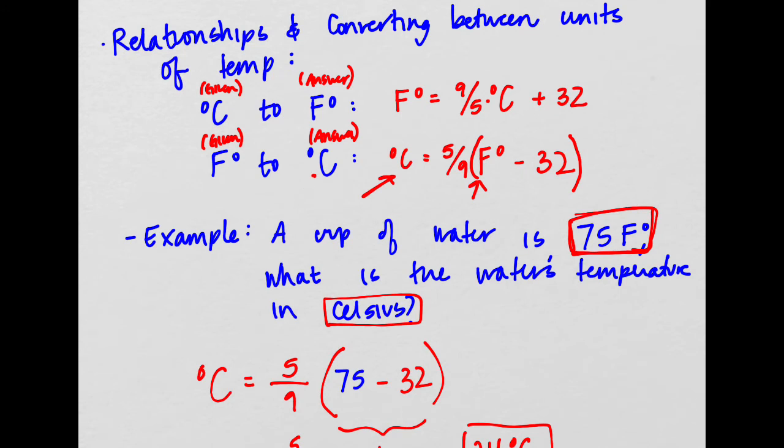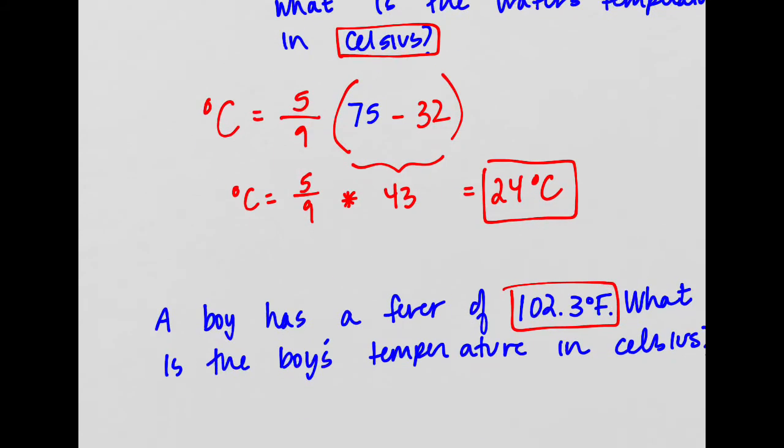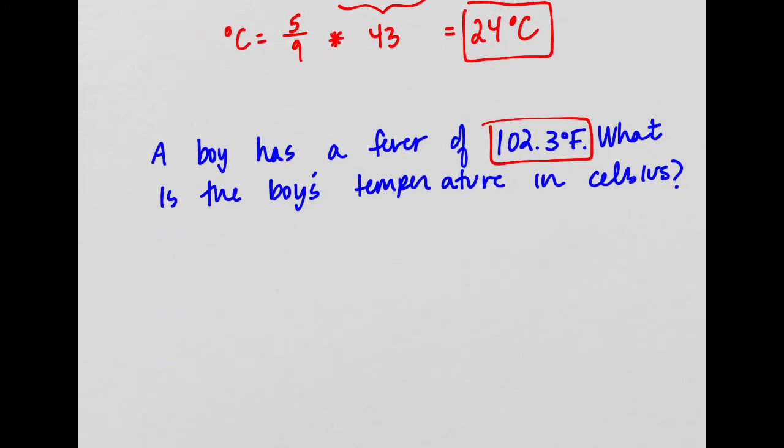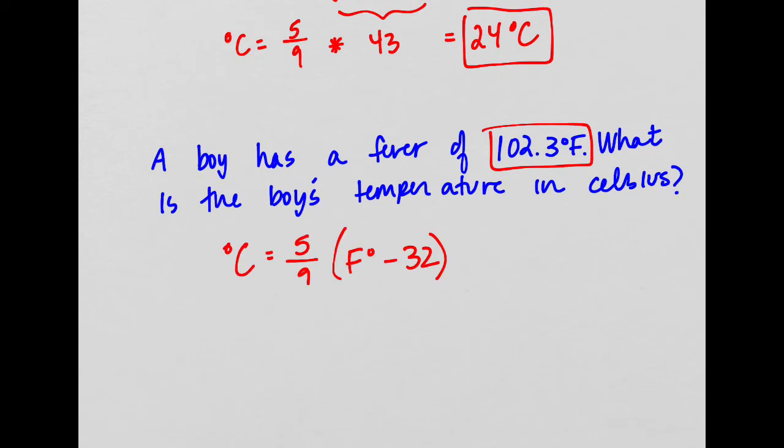Erase all my arrows here. We're given degrees Fahrenheit again. So we should use this one, right? We're given Fahrenheit and we want our answer to be in Celsius. So we're going to use this same equation that we just used. So that same equation is there. And now we just need to plug in what we were given for Fahrenheit here.